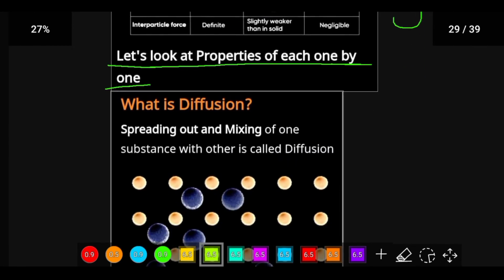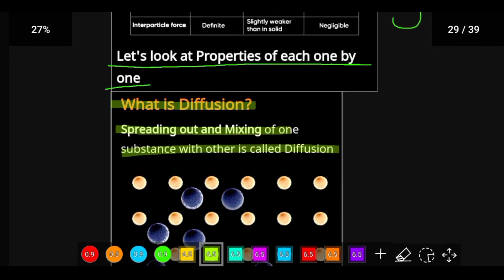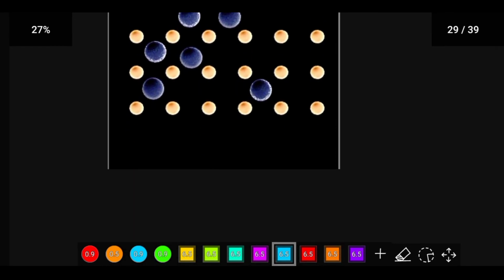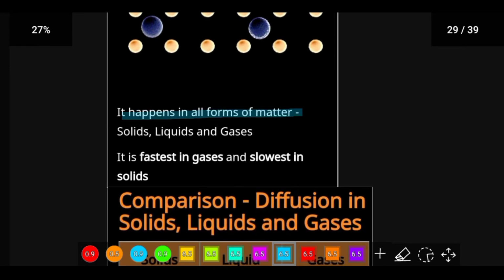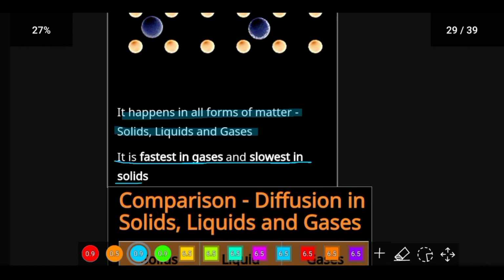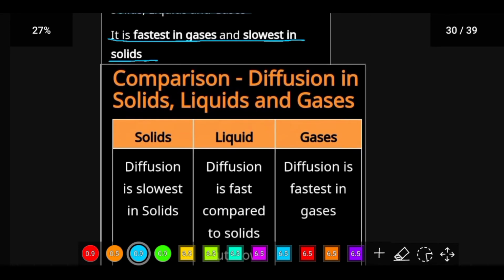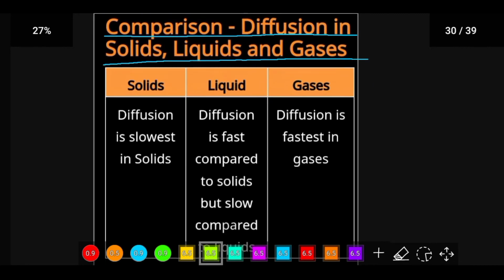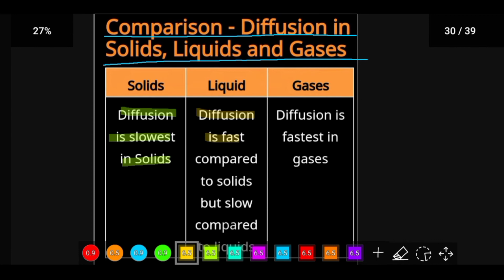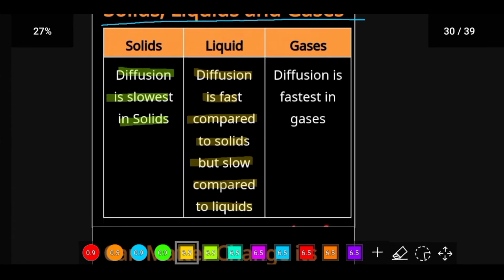What is diffusion? Spreading out and mixing of one substance with another is called diffusion. It happens in all forms of matter: solid, liquid, and gas. It is fastest in gases and slowest in solids. Comparison: diffusion in solid, liquid, and gases. Solid. Diffusion is slowest in solids. Liquid. Diffusion is fast compared to solid but slow compared to gas. Gases. Diffusion is fastest in gases.